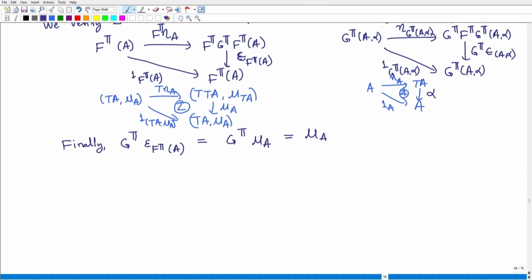Okay, so this completes the verification. Therefore F_T G_T induces T. Think about the genius of Eilenberg and Moore, who came up with this construction that every free algebra construction is now just a single monad.